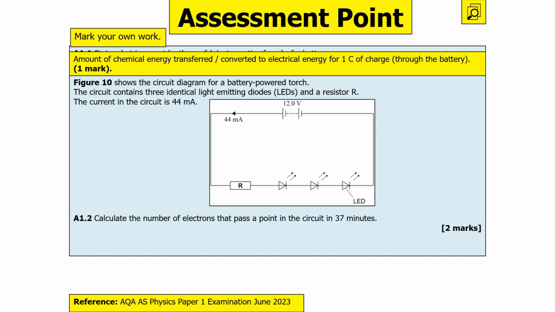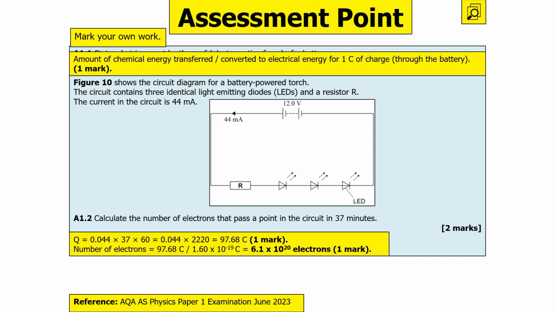Now our next question, we know that charge is equal to current times time. Time has to be in seconds though, so 37 minutes turns into 2,220 seconds by doing 37 times 60. Remember, 44 milliamps turns into amps, so you get 97.68 coulombs. So the number of electrons is 97.68 divided by the charge of one electron, 1.6 times 10 to the minus 19 coulombs, which gives 6.1 times 10 to the 20 electrons.